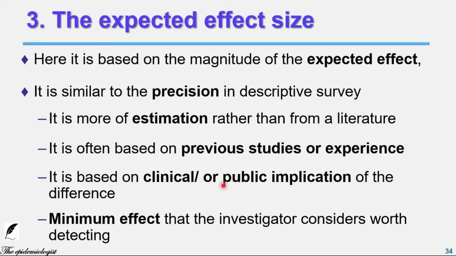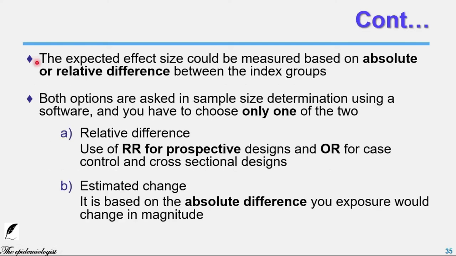It is based on the clinical or public implications of the difference. A minimum effect that the investigator considers worth detecting is usually selected. The expected effect size could be measured based on the absolute or relative difference between the index group's cases and controls, or exposed and non-exposed.